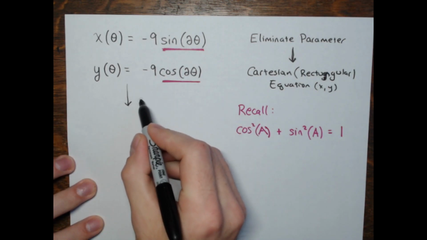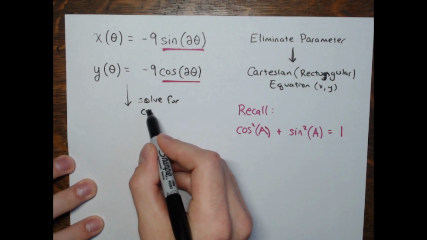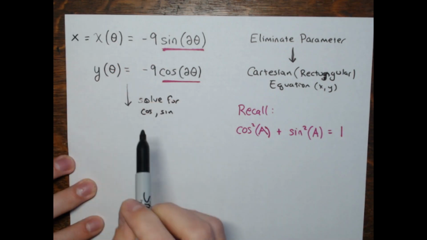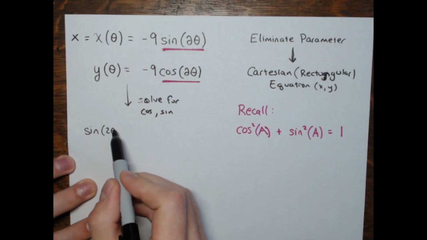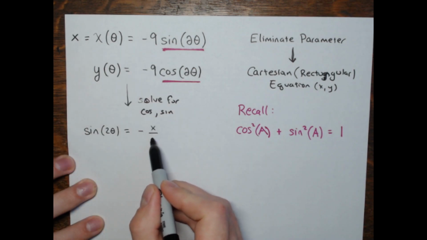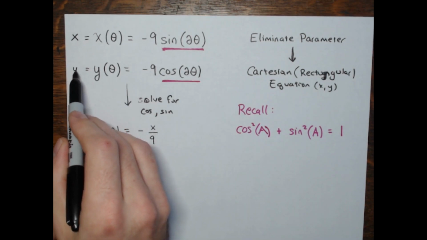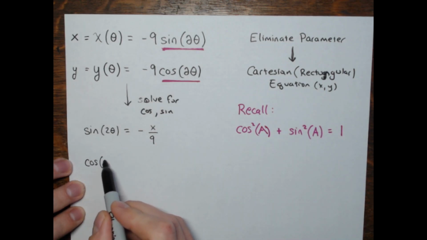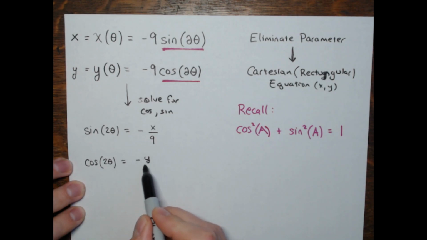So what we do is we solve for the trig functions. Solve for cosine, solve for sine. Now in the first equation, I'll call this just x. The sine of 2 theta is equal to negative x over 9. And then same thing with this y of theta, I'm just going to call that y. If I get the cosine alone, we have the cosine of 2 theta is equal to negative y over 9.